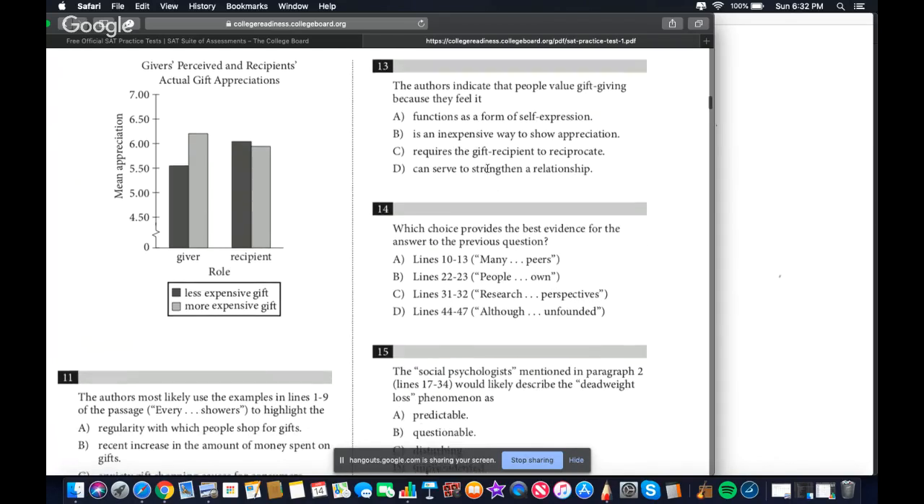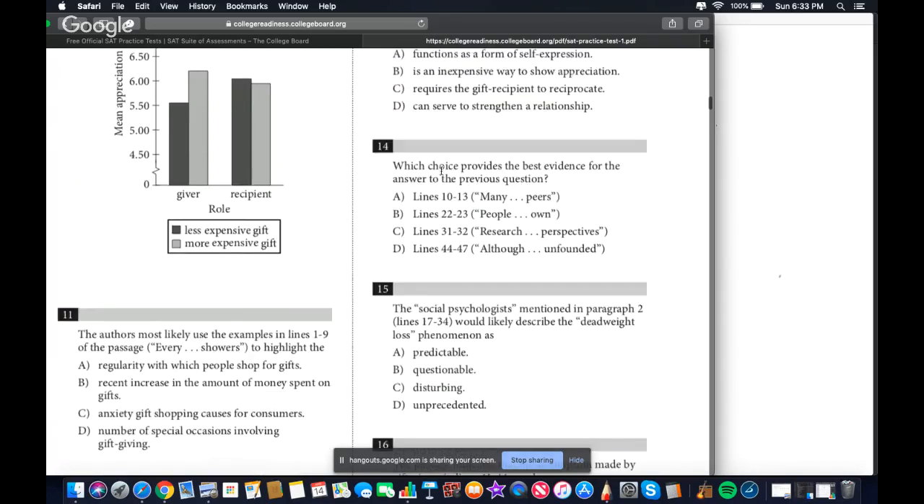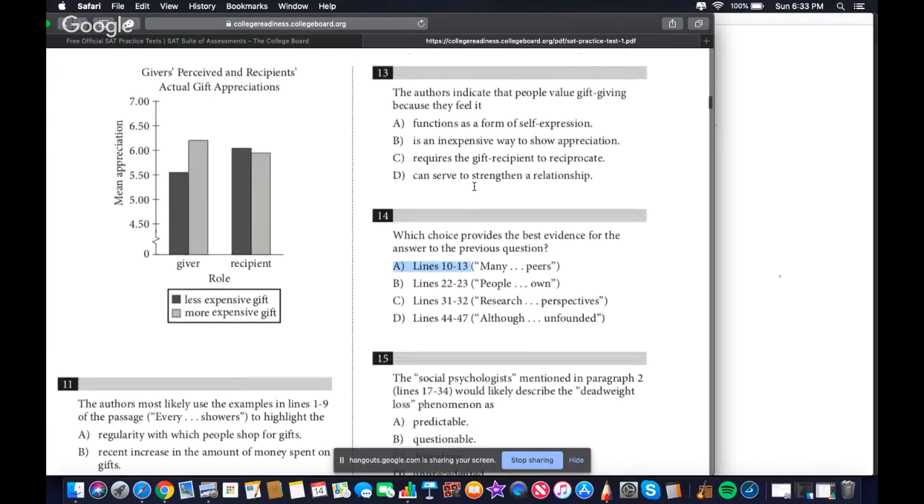So this question says the authors indicate, two authors or more, that people value gift giving because they feel it. Okay, so where in these lines do we talk about people valuing gift giving? And it says the author indicates. So I could see people saying something about the value of gift giving, or the lack of value of not gift giving.